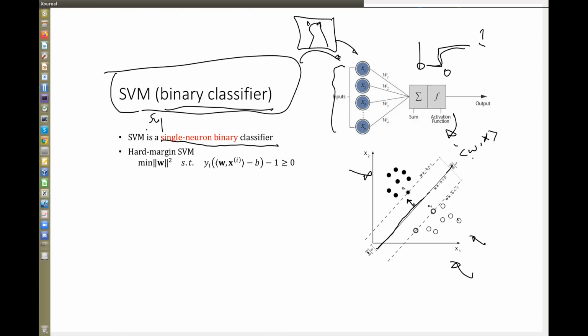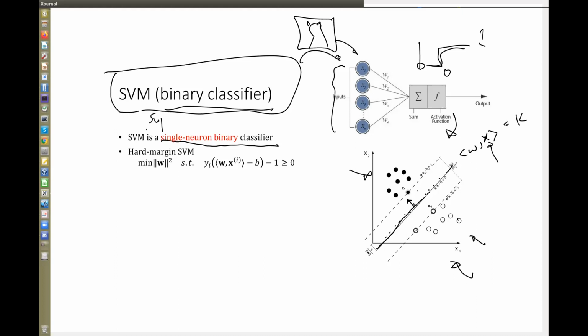X is basically any point in the space. Every point on this plane should give me W dot X, the inner product of W and X, equal to some constant, right? Maybe I just write K here, some constant K.